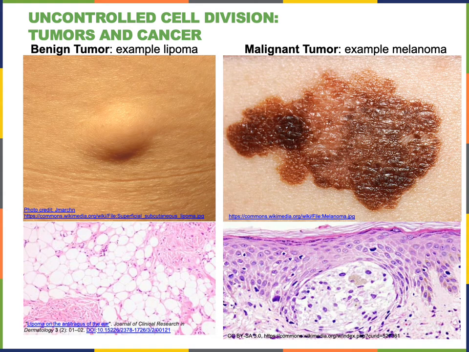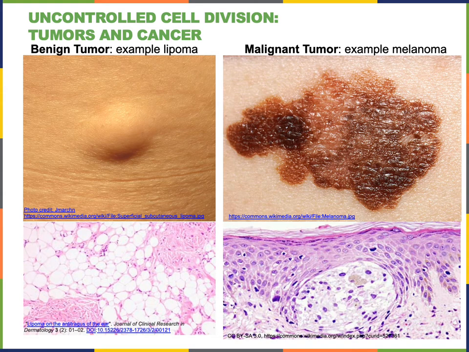On the bottom left, the image of a biopsy from a lipoma shows that it contains normal connective tissue, primarily adipose connective tissue, as well as some dense irregular connective tissue. And those are tissues that would be normally found in the deep layers of the skin.